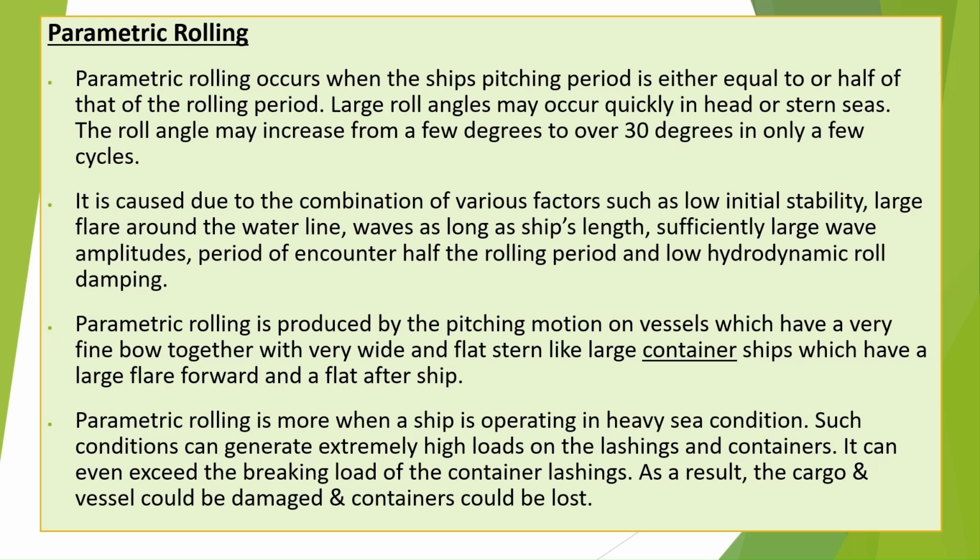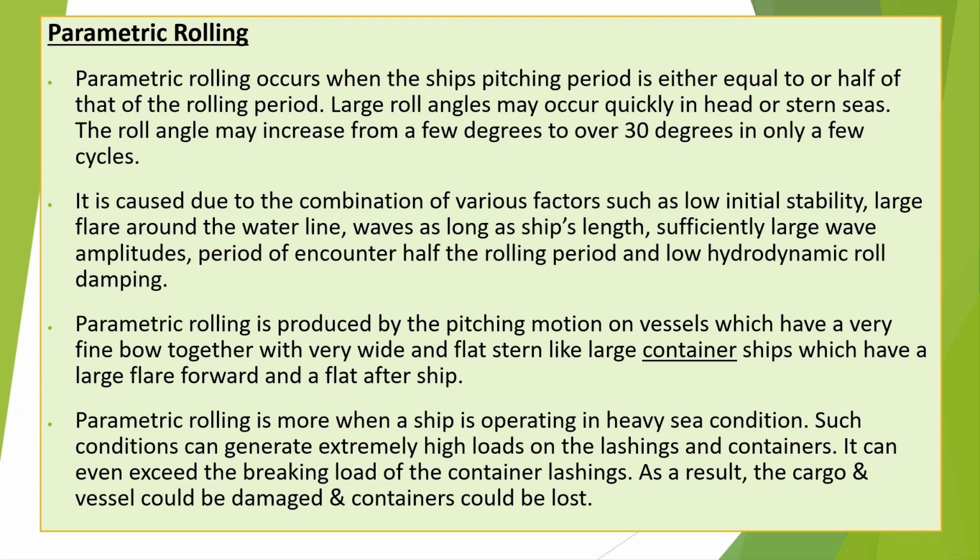Parametric rolling. Parametric rolling occurs when the ship's pitching period is either equal to or half of that of the rolling period. Large roll angles may occur quickly in head or stern seas. The roll angle may increase from a few degrees to over 30 degrees in only a few cycles.